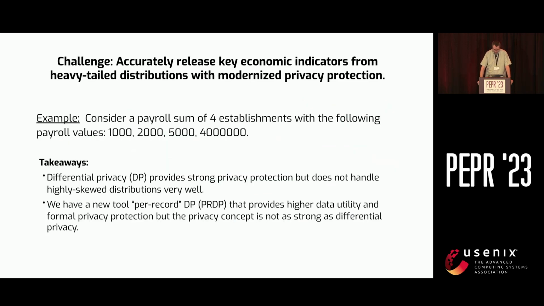And so the challenge that we faced is we want to accurately release these economic indicators, and we want to use modern, formal, mathematically rigorous privacy protection to release statistics from tables like this. But we're dealing with highly skewed data. And so an example here is I want to release a payroll sum of 4 establishments with values like 1,000, 2,000, 5,000, and 4 million.